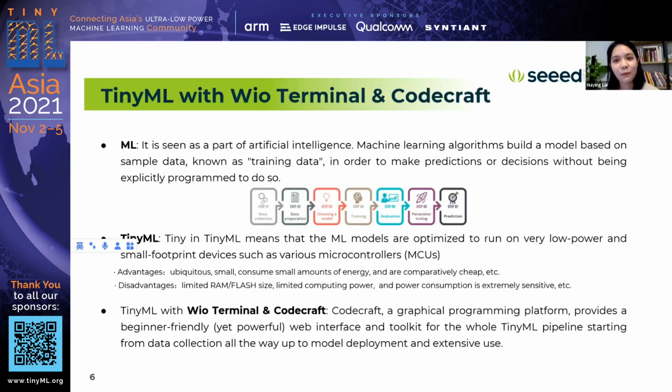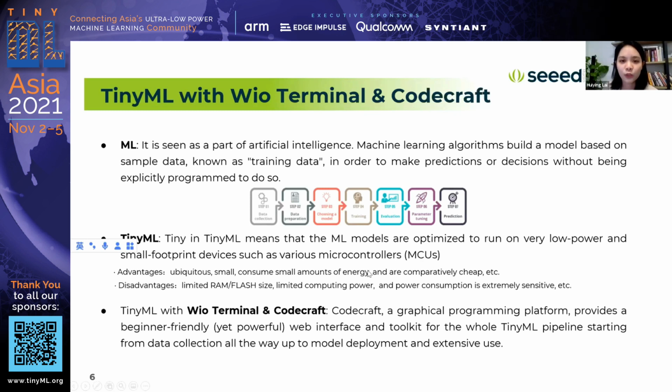Machine learning is a branch of artificial intelligence that focuses on building applications that learn from data and improve their accuracy over time. This process is carried out without using traditional rules-based programming. Machine learning enables machines to work by observing, classifying, and learning from mistakes, just like human beings. So what's tinyML? Tiny in tinyML means that the machine learning models are optimized to run on very low power and small footprint devices, such as various microcontrollers.